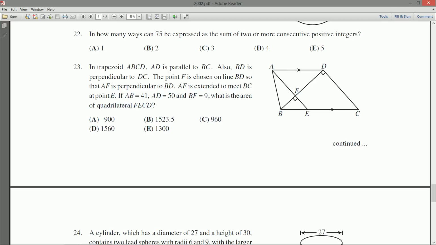But let's finish reading. So AF is perpendicular to BD. AF is extended to meet BC at point E. If AB is equal to 41, and AD is equal to 50, and BF is equal to 9, what is the area of quadrilateral FECD? Alright, so FECD.